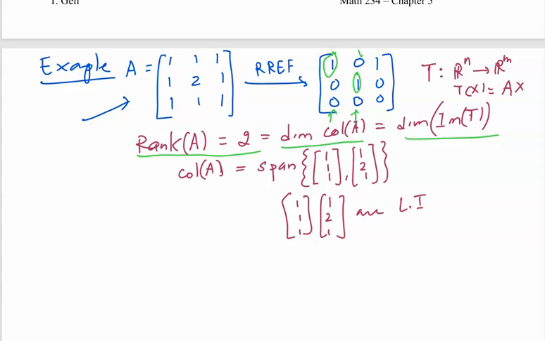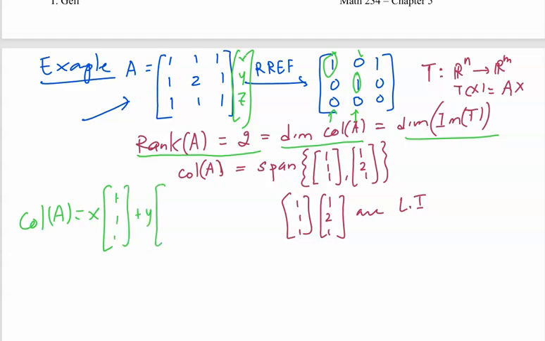So again, when you write down the column space of A, okay, let me erase this one. Let's write down the column space of A. If you have X, Y, Z, I would write down X times the vector 1, 1, 1, plus Y times 1, 2, 1, plus Z times 1, 1, 1. So these are all the linear combinations.